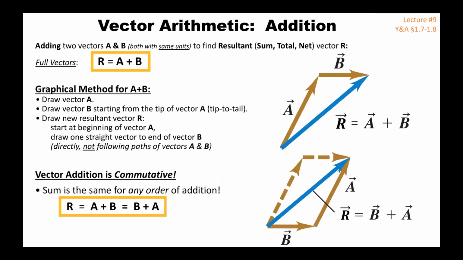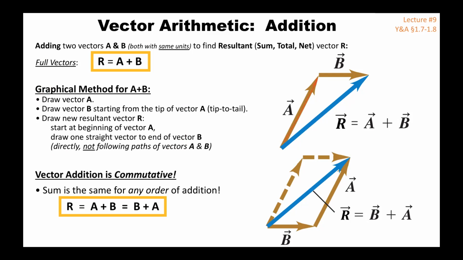And now let's talk about vector addition and subtraction, which is the other half of our topic on vector arithmetic. So first, let's discuss what we mean when we talk about addition of two vectors. When we're adding two vectors together, if we step through the steps of the graphical method right here, what we're really doing is we're starting with vector A.